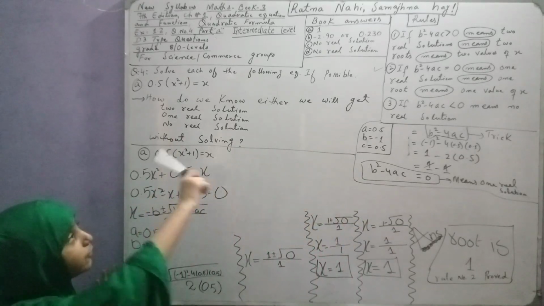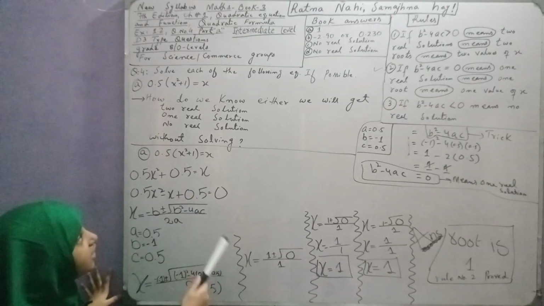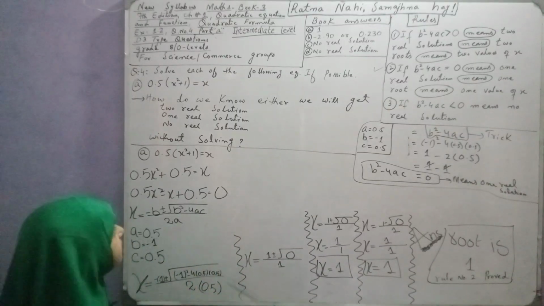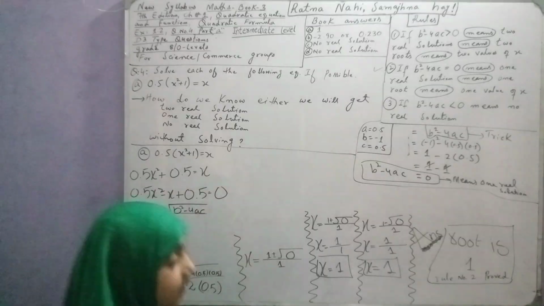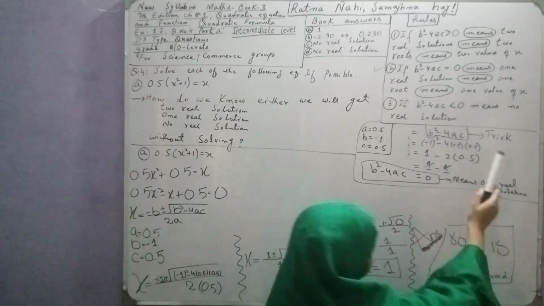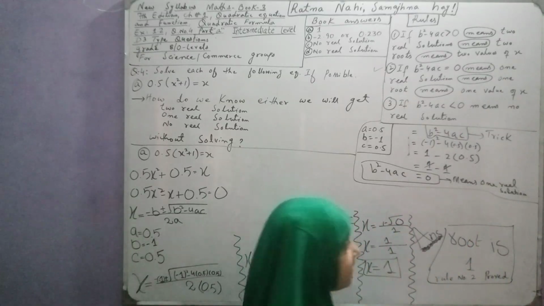So how do we know? Either we will get 2 real solutions, or 1 real solution, or no real solution without solving. First of all, I will help you understand with the help of this trick. This is actually a trick.